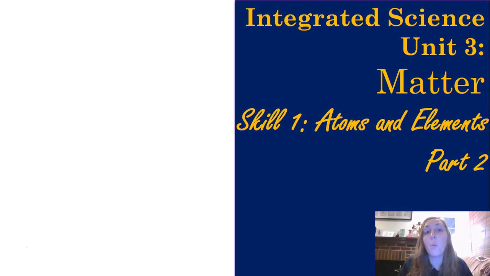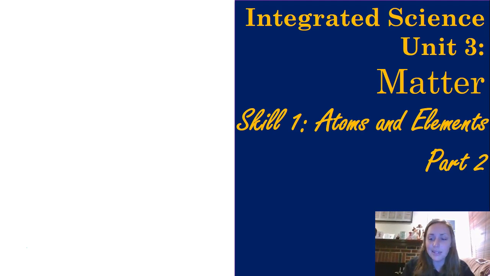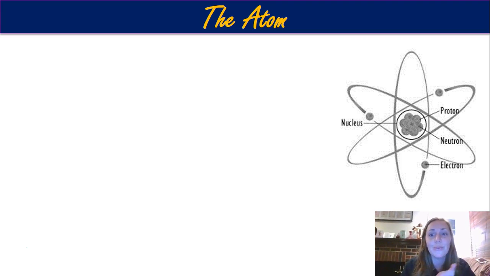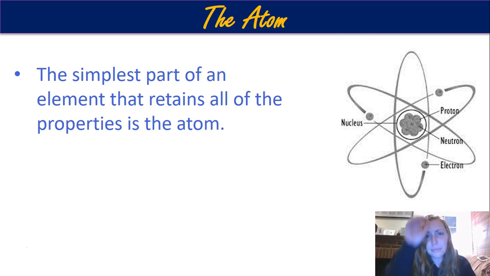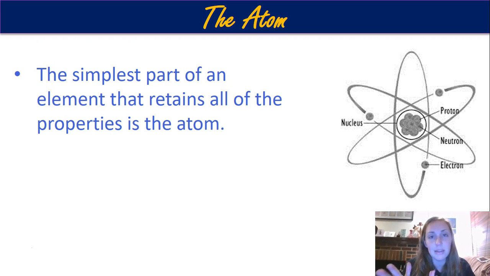So today we're going to talk about what an atom really is when you get to know it. Last time we talked about atoms making up elements, and an element is one kind of atom only, but what the heck is an atom? So this picture you've probably seen before. If you ever watched TV, like The Big Bang Theory, you've seen this swirling around the whole screen. But basically, an atom is the simplest part of an element that retains all the properties of that element. That's going to be the atom.